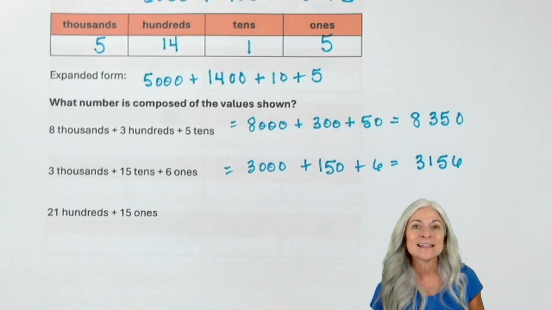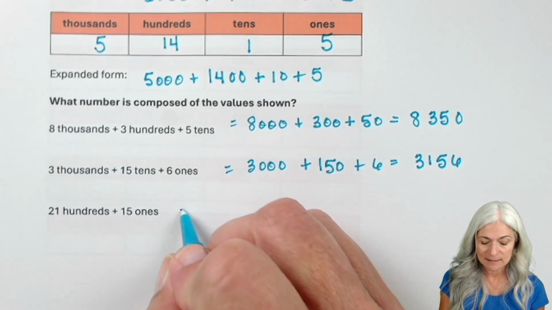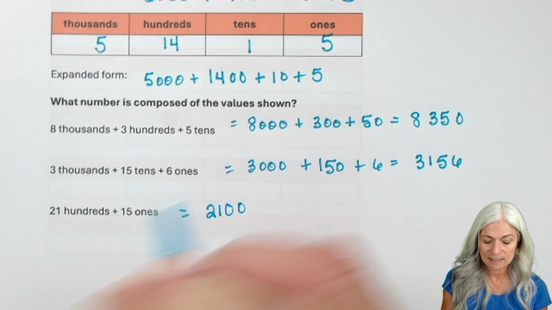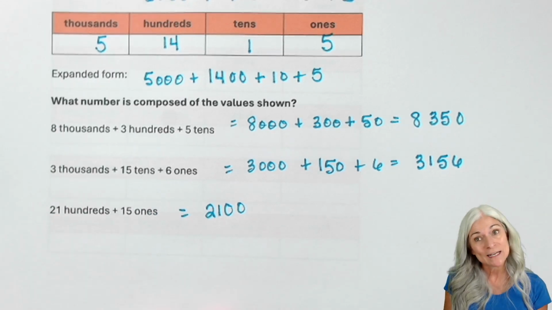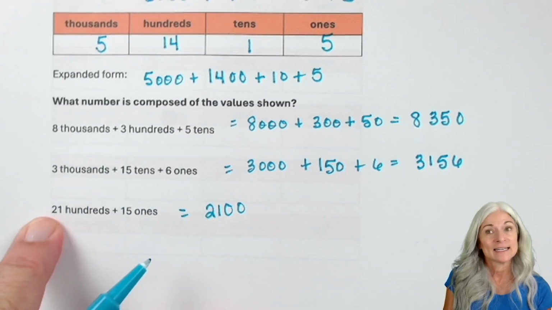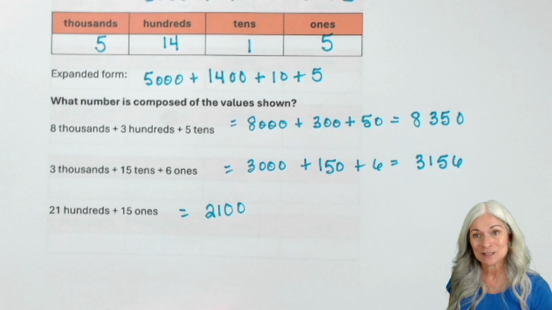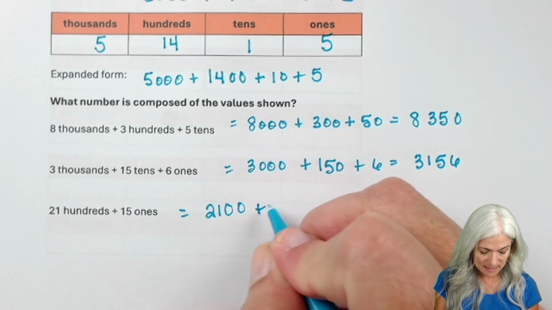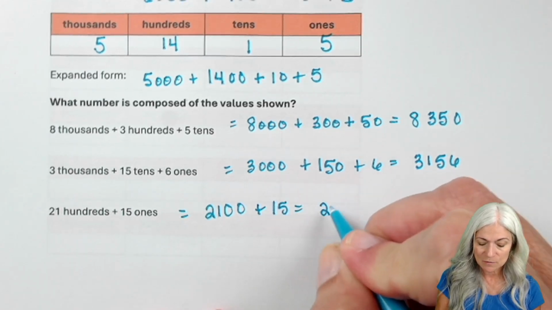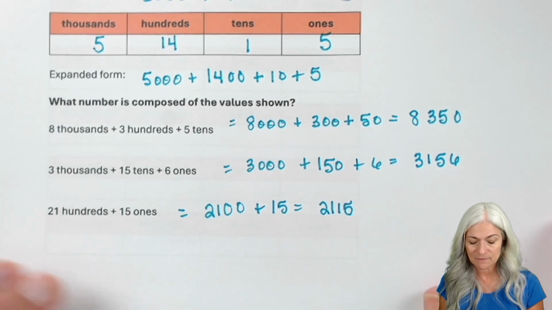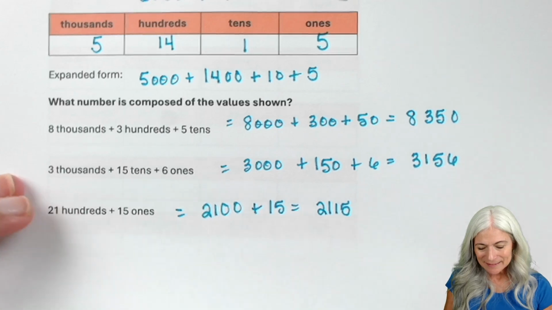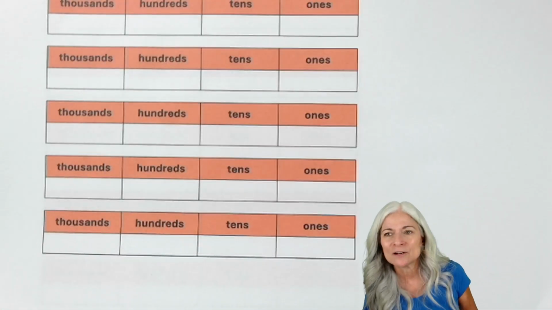So we get 3,156. Now finally, 21 hundredths. Well, that's 21 hundredths, 2 thousands, and 100, because we could take 10 of those hundreds, swap it for 1,000. Another 10 of the hundreds, swap it for 1,000. And then the 15 ones. So 2,115. All right, a couple more types of problems that your students will see.